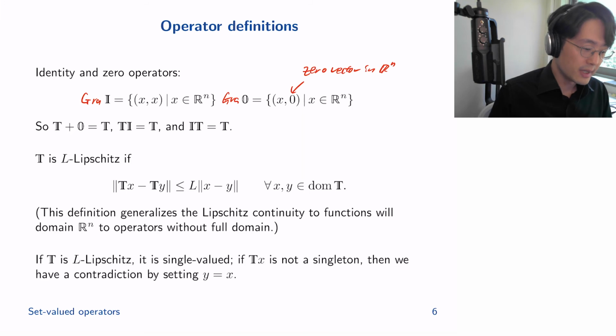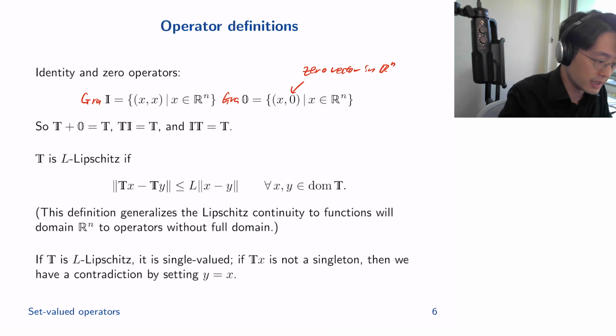Okay, so in this case, T plus 0 is equal to T.